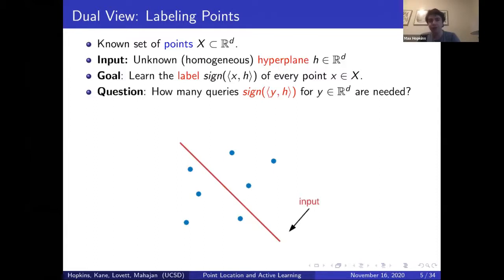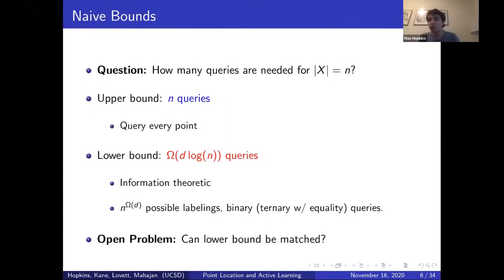And the goal in this dual version of point location is to learn the labels of all the points in X with respect to that linear classifier. And the goal is to do this in as few queries as possible, where in this case, a query is asking for the label of some point in R^d, whether it's above or below the hidden hyperplane. And again, this could be the label of a point actually in our set X, or we could make up a point. We could synthesize data and ask whether it lies above or below the classifier. Okay, so our goal is, for an arbitrary point set X in d dimensions of size n, we'd like to know how many queries it takes to find the labels of all the points in X.